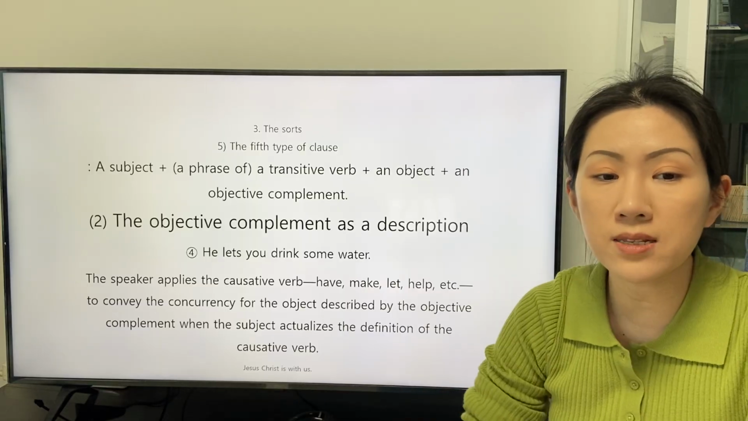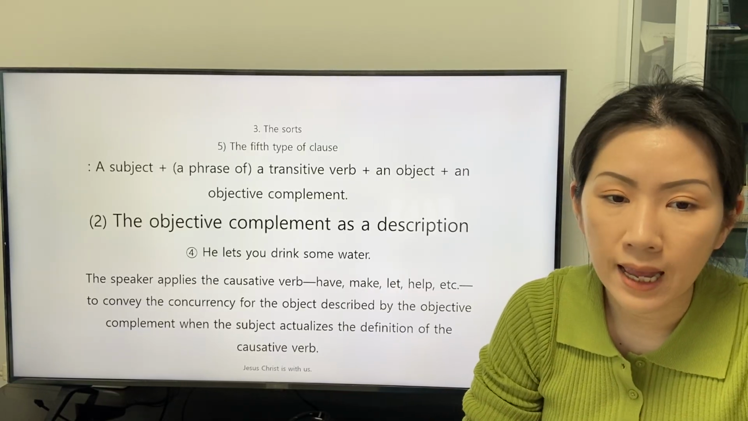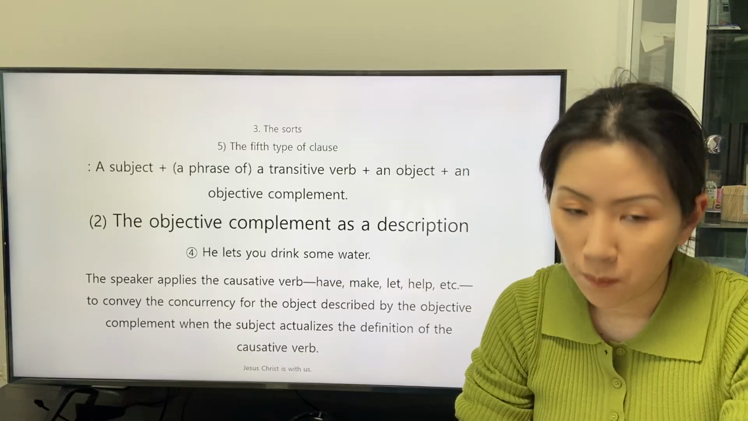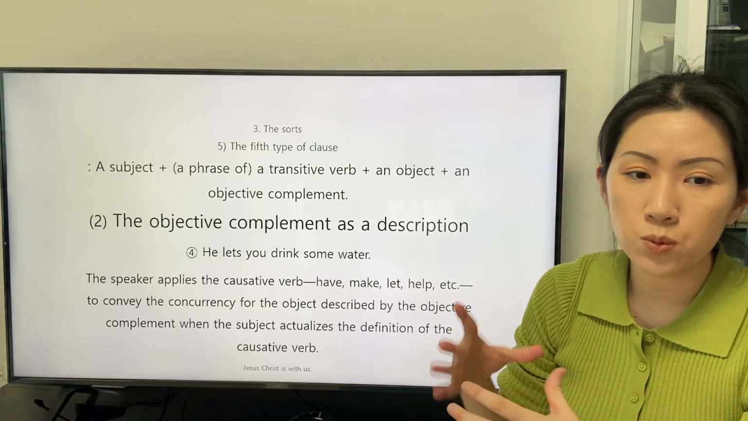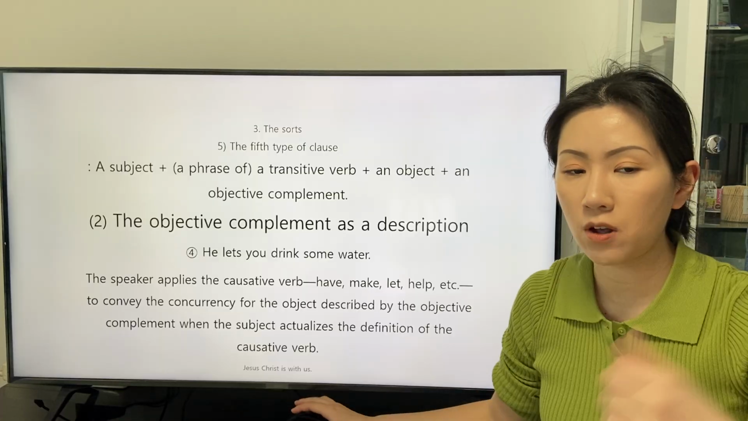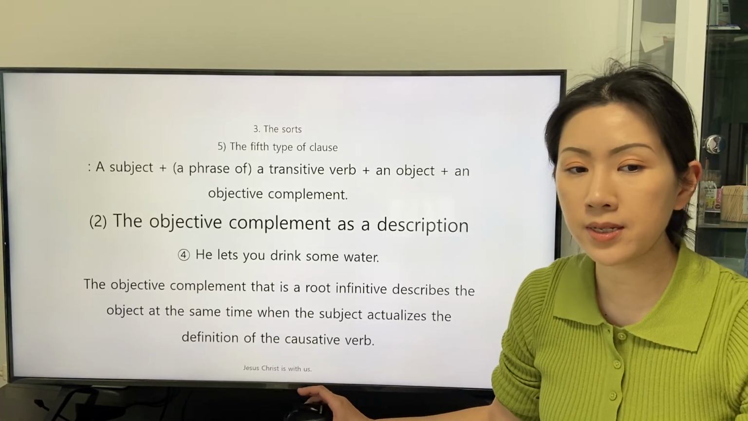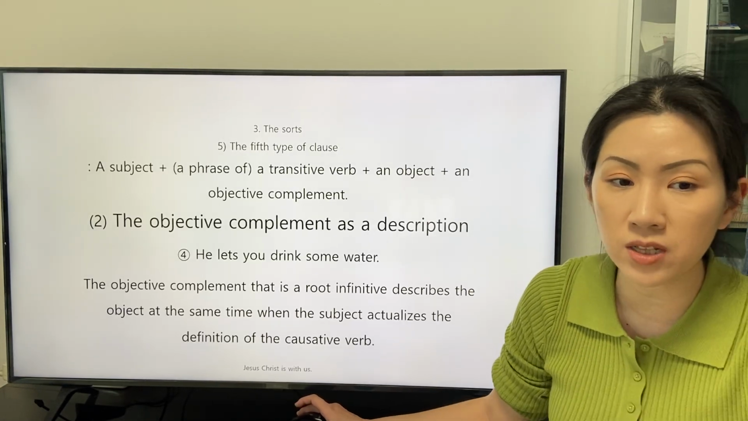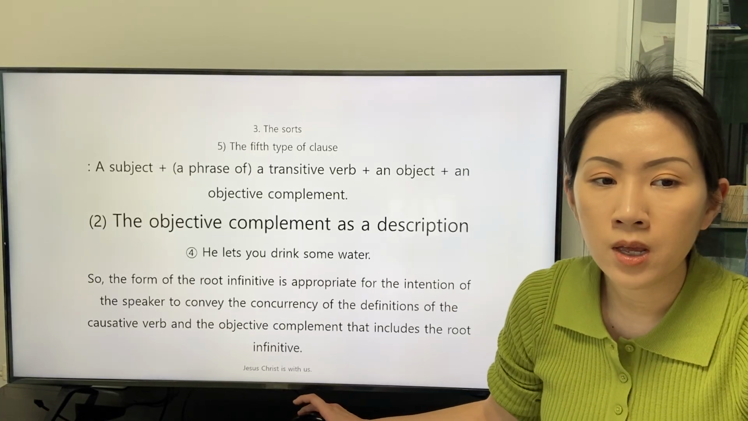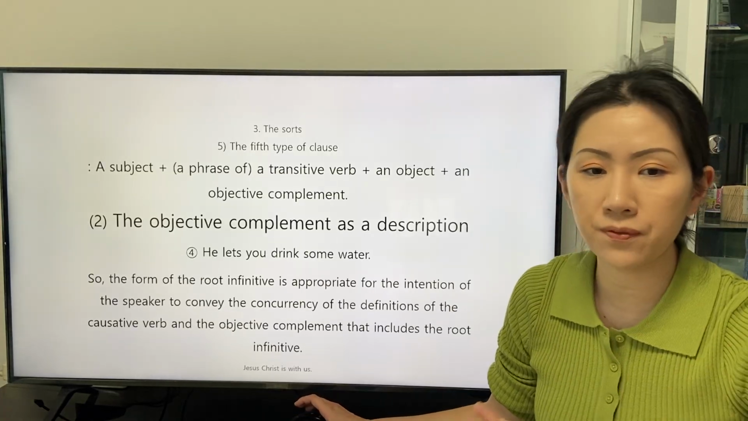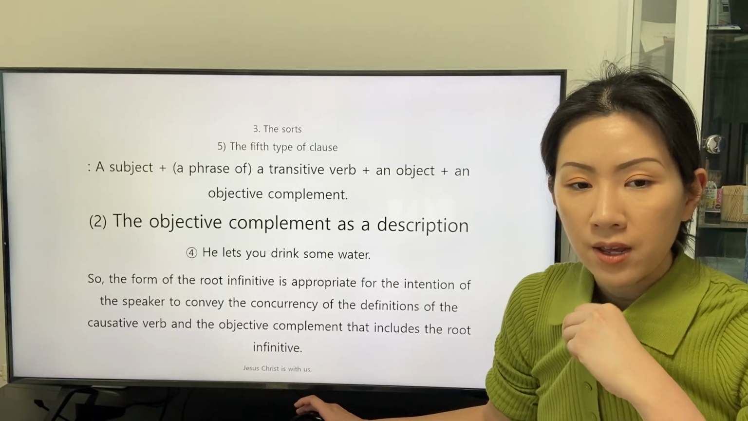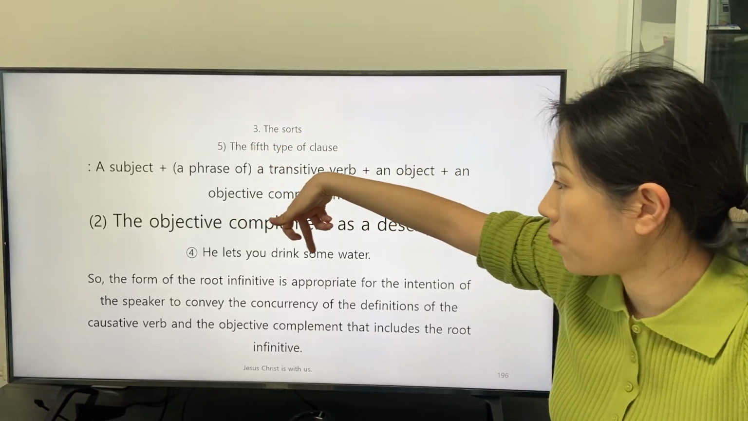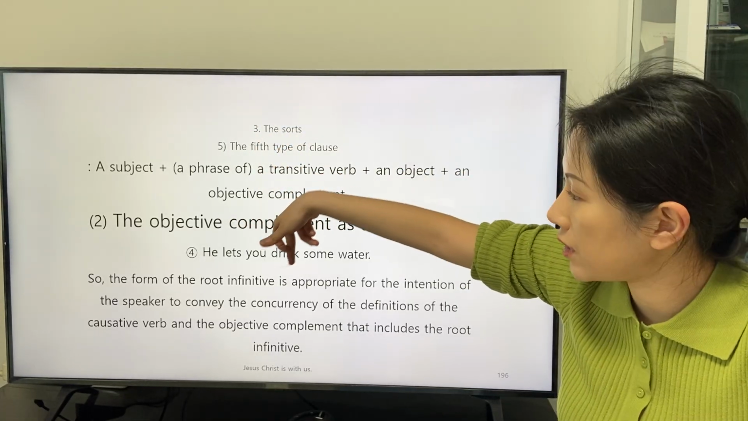The speaker applies the causative verbs have, make, let, help, etc. to convey the concurrency for the object described by the objective complement when the subject actualizes the definition of the causative verb. The objective complement, that is the root infinitive, describes the object at the same time when the subject actualizes the definition of the causative verb. So the form of the root infinitive is appropriate for the intention of the speaker to convey the concurrency of the definitions of the causative verb and the objective complement that includes the root infinitive.